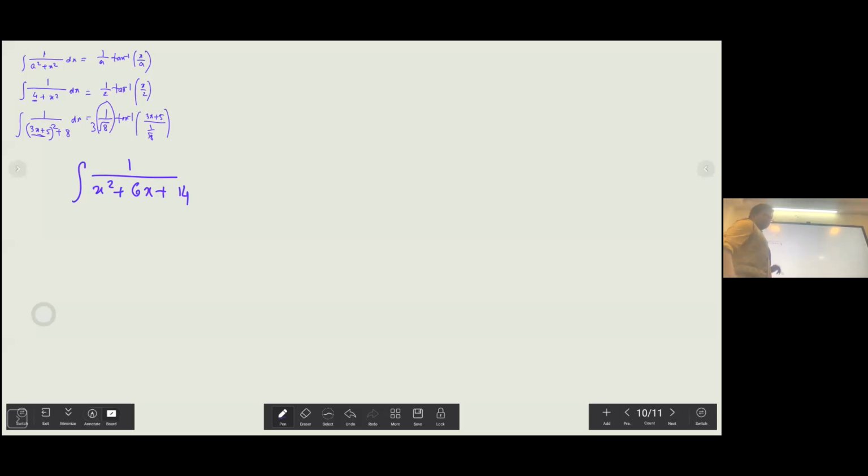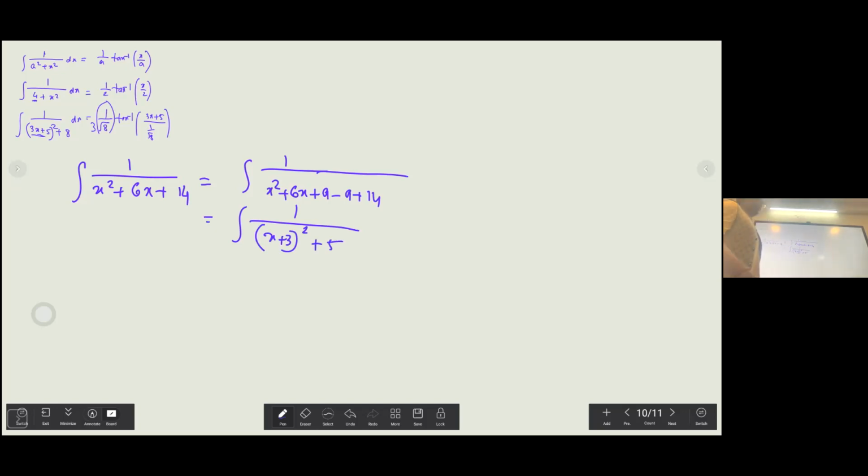Integrating 1 upon x squared plus 6x plus 14, you can clearly see that there is no set format here. It doesn't seem like any formula is straight away applicable. So what I can do is make the perfect square first for the denominator. It'll become x squared plus 6x plus 9 minus 9 plus 14. I'm assuming that you know perfect squares on your fingertips. So this is going to be 1 over (x plus 3) the whole square plus 5, since 14 minus 9 is 5. Now you can see this structure is of the a squared plus x squared format.